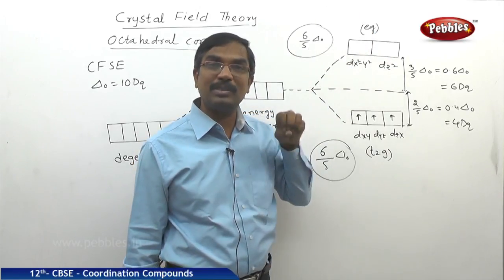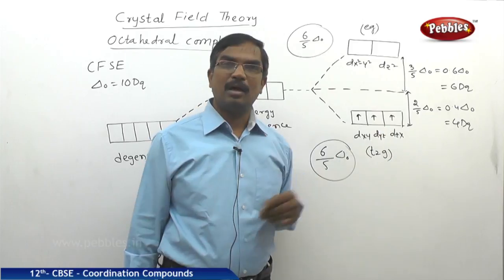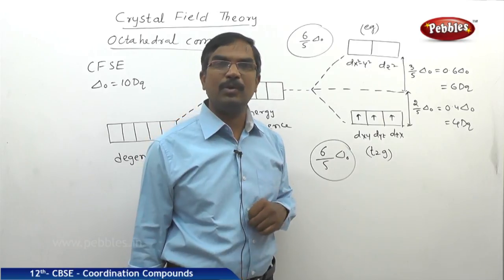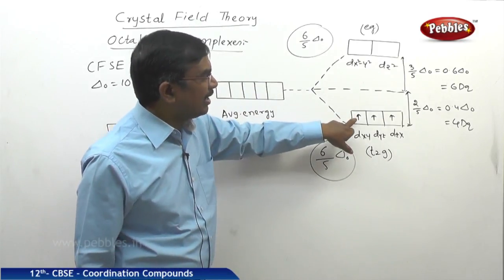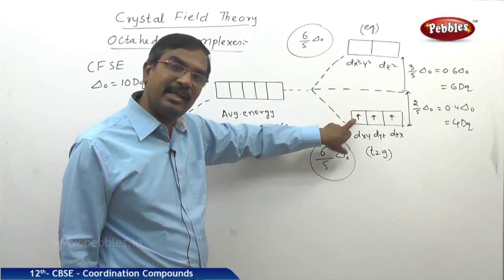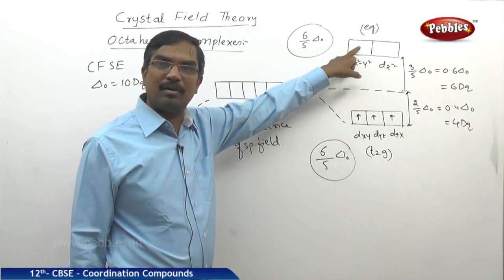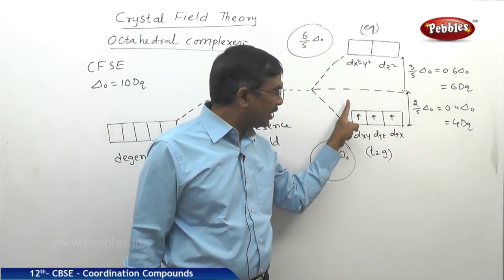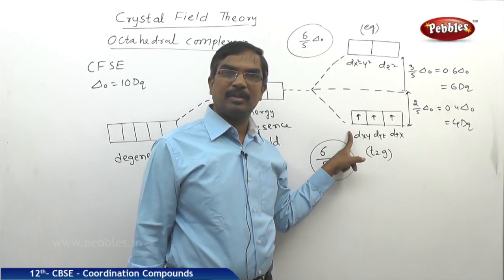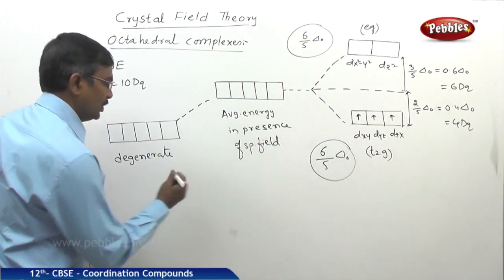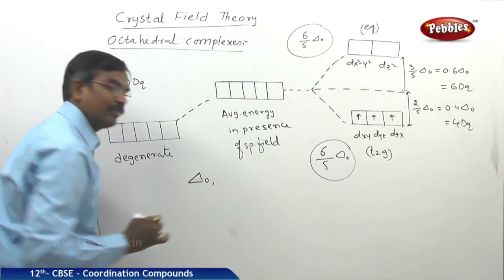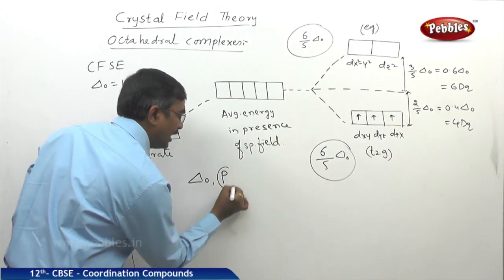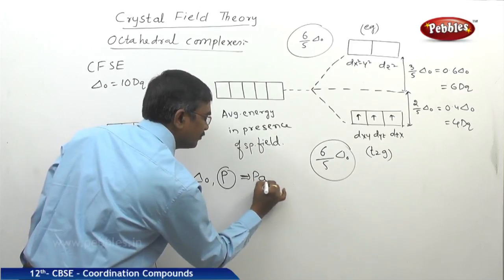I am discussing the fourth electron to be filled in these orbitals which are split. After splitting of the d orbitals, it has two options. In which case will it enter this particular orbital, or in which case will it enter this particular EG set of orbitals? Suppose the electron enters this particular orbital, this electron will get paired up. This we can understand by considering delta O and also P. Here P is actually called the pairing energy.